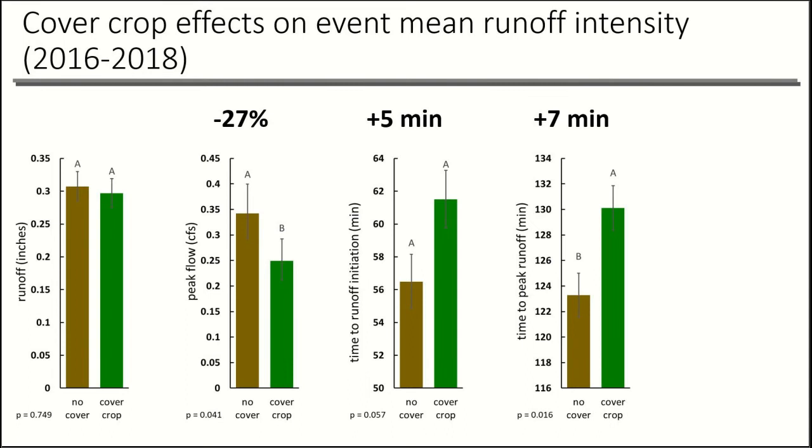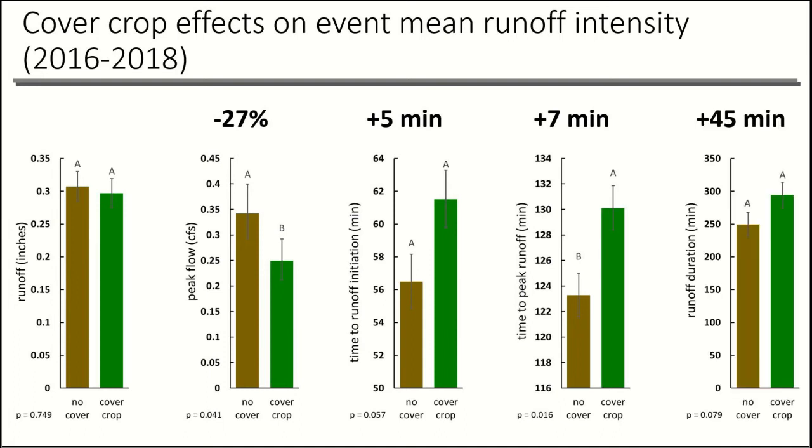We saw a significant increase in the time to peak. So the peak runoff in the cover crop plots occurred about 7 minutes after the peak runoff in the no cover plots. And then we saw a tendency for longer runoff, right? So about a 45-minute increase in runoff duration during the study. So although we didn't have an impact on the total runoff volume, we're impacting how the runoff leaves. It's slower, right? Less intense runoff events.